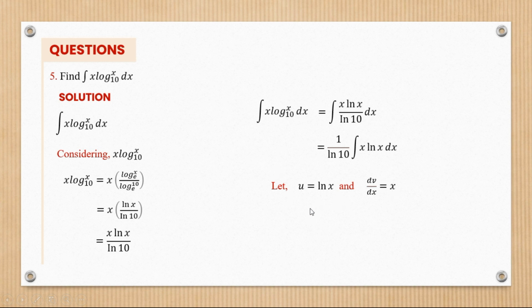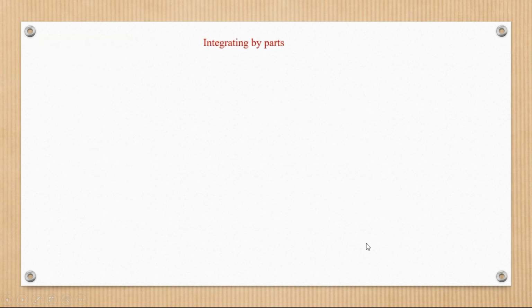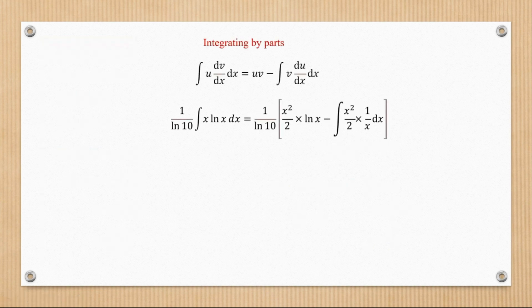Now definitely here the derivative of u, du/dx, shall be equal to 1 over x, and then to find v, v shall be equal to the integral of x dx, so v shall be equal to x squared over 2, as you can already see. Therefore, integrating by parts, in the formula we're going to substitute in the values. Now remember that we already have this constant on the outside of the integral, so we'll have to remember that. So we're going to have this constant on the outside, then we're going to put all the rest inside a bracket. So it's going to be 1 over ln 10 into a bracket.